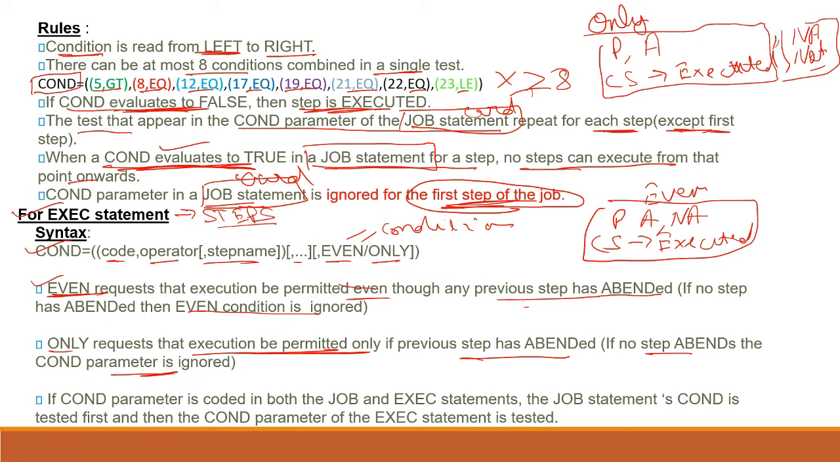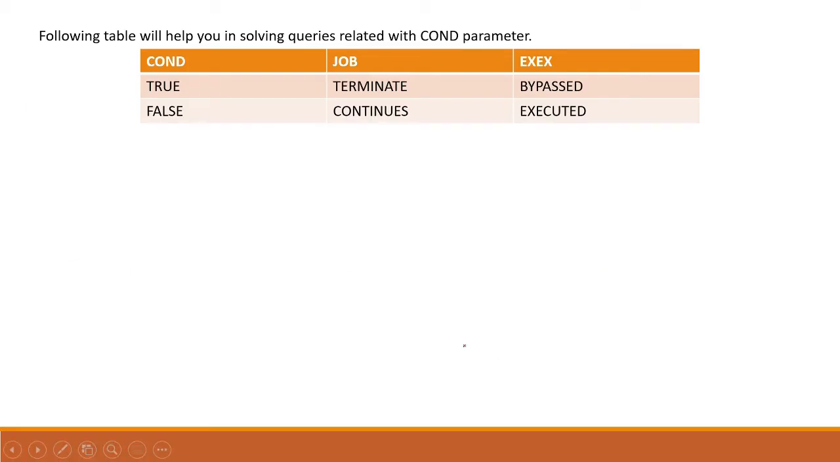If the COND parameter is coded in both the JOB and EXEC statements, the JOB statement's COND is tested first and then the COND parameter of the EXEC statement is tested. Means first priority will be for the job card. And this is very much important. You need to learn this table.